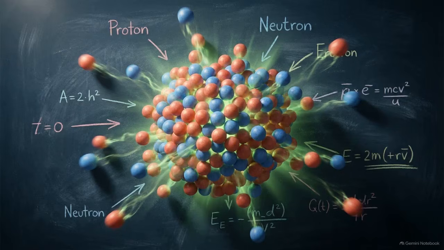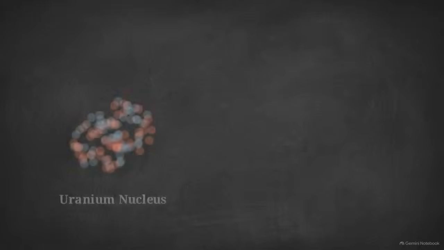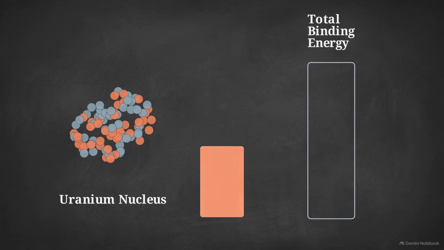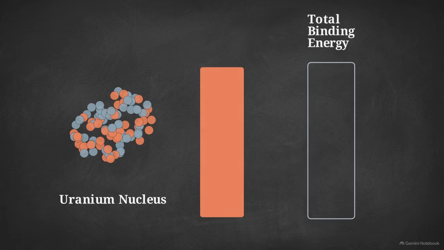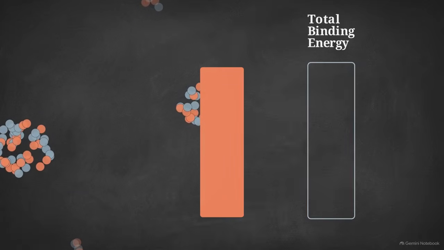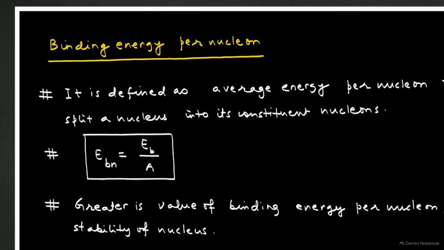It is tempting to look at a high total binding energy and assume the atom is highly stable, but looking solely at the total energy pool is misleading. A massive nucleus like uranium has an enormous total binding energy simply because it contains so many particles, yet uranium is highly unstable and prone to decay. To accurately compare atomic stability, physicists rely on a normalized metric, binding energy per nucleon.